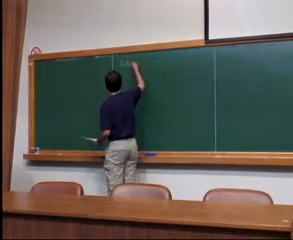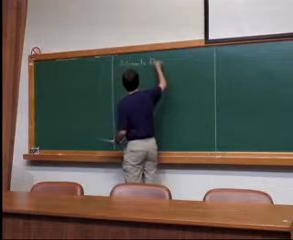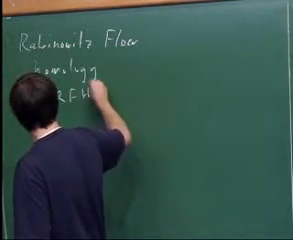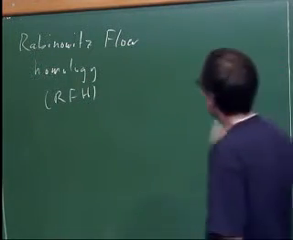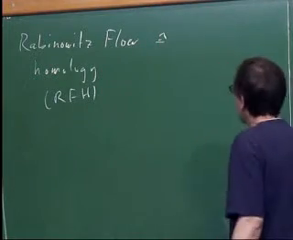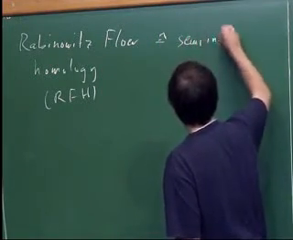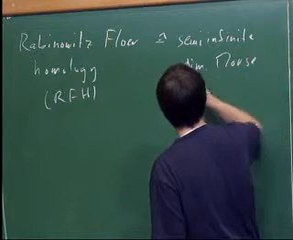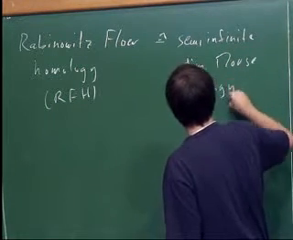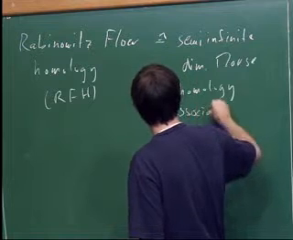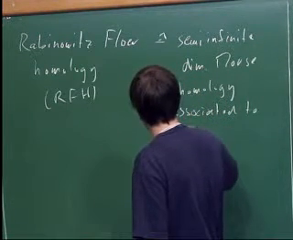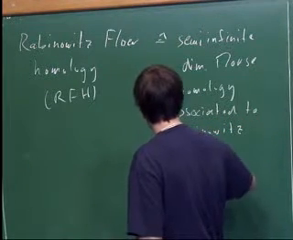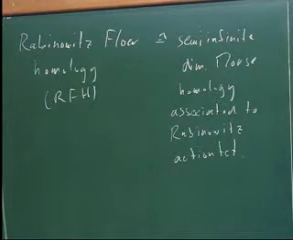Rabinowitz Floer homology, which we will abbreviate just by RFH, as you have already heard in some of the previous talks, is some semi-infinite dimensional Morse homology associated to a Rabinowitz action functional. So what is this action functional?